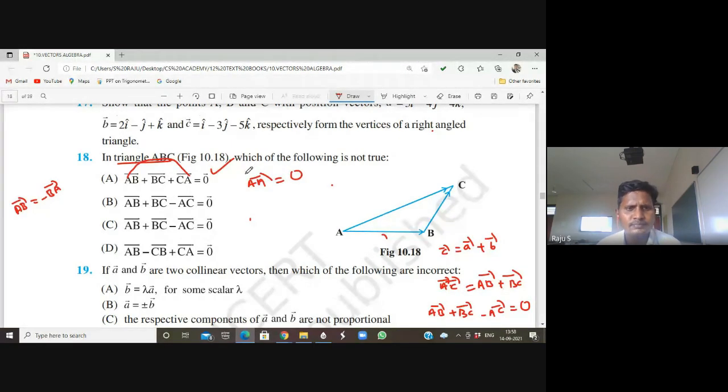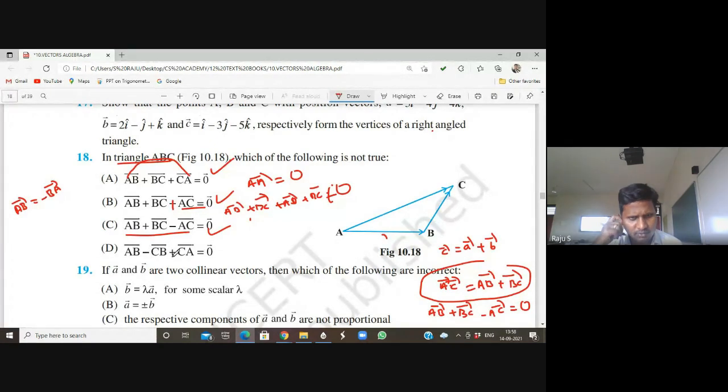Correct only. But when I take plus here, AB plus BC, this AC vector also we got. AC vector is also AB plus BC. Just use your mobile and try. This is not equal to, but this one is not true. This is only not true. Minus AC we got. This is true. Then AB vector minus CB vector. Fourth option is true.